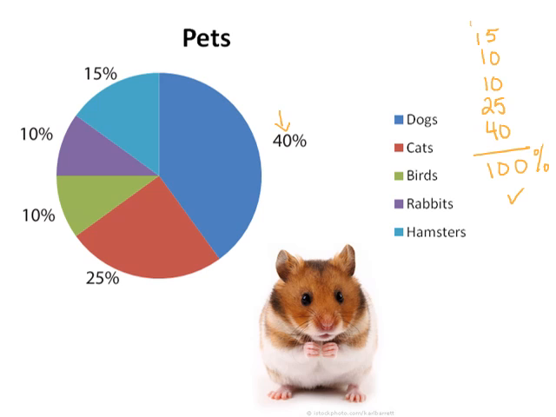So the only time you ever use a circle graph is when you are showing how a whole sample or a whole population breaks down into parts.